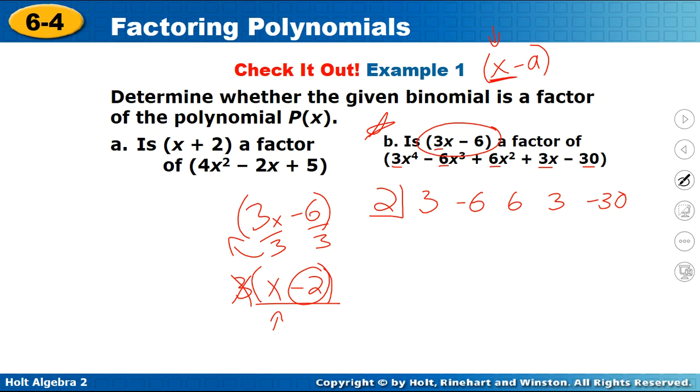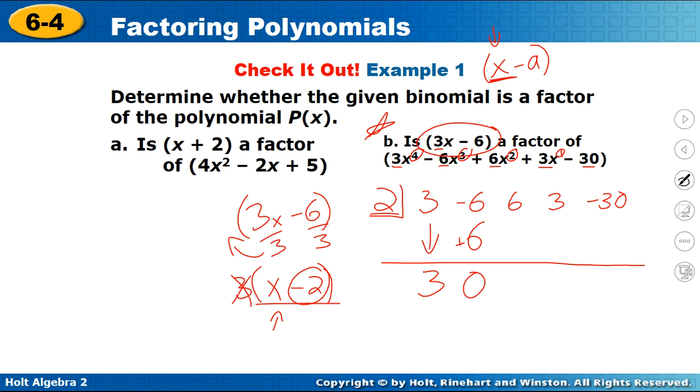Now, I wasn't skipping any terms, right? 4 exponent, 3, 2, 1, and then my constant. So no terms missing, no zeros needed. Everything's set up properly. Let's begin. Bring down the 3 as always. The first term never changes. You take that 3 and multiply it to the a value, which is 2, positive 2. 3 times 2 is 6. Now we take -6, add that 6.